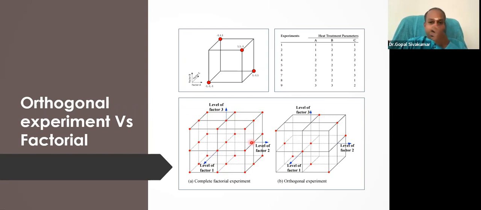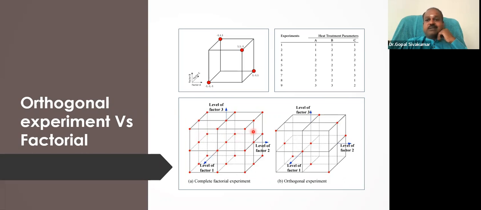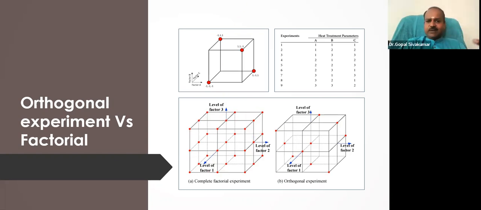3 factors, 3 levels. Totally how many experiments? 3 to the power 3. What is 3 to the power 3? 27. Can you see all 27 points here? We can see, but we couldn't count them. 3 factors, 3 levels, 3 power 3. How much? 3 into 3, 9. 9 into 3, 27. These 27 points are shown in the form of a cube. This is your experiment. Very simple.